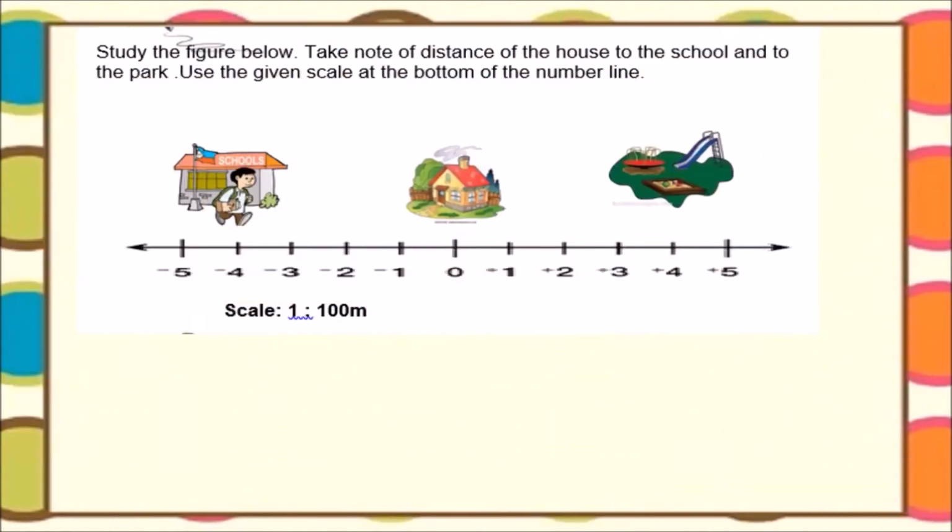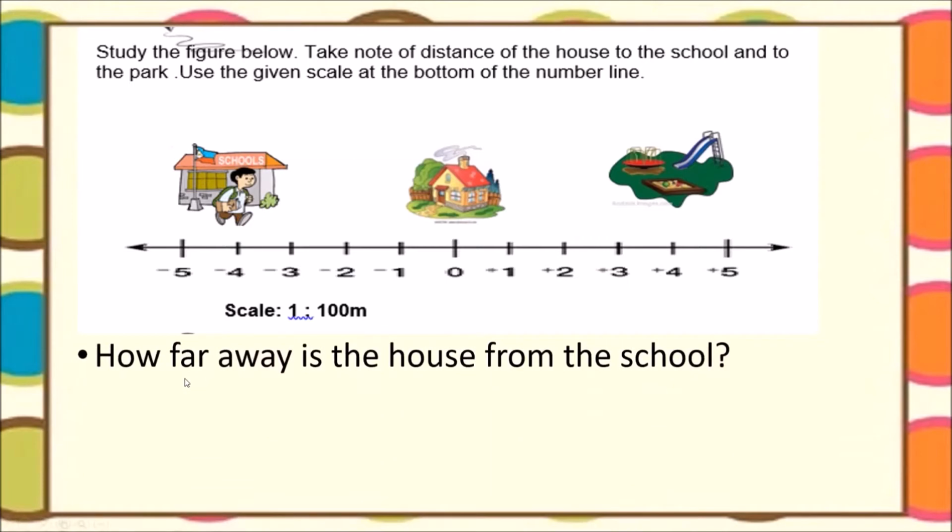Now, study the figure below. Take note of distance of the house to the school and to the park. Use the given scale at the bottom of the number line. 1 unit is equivalent to 100 meters. So yung isang unit is equal to 100 meters.